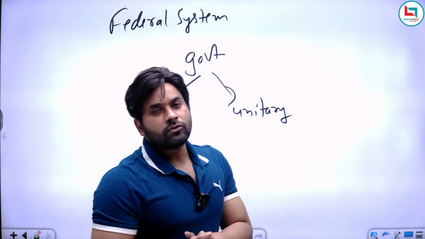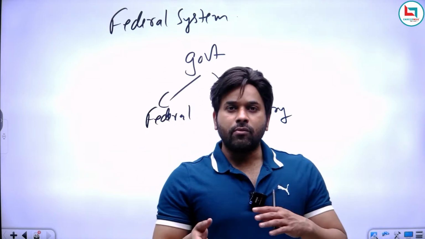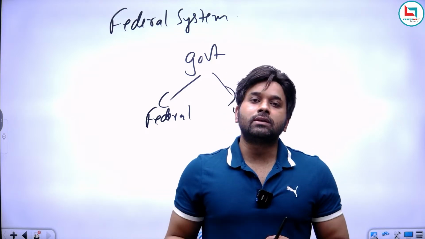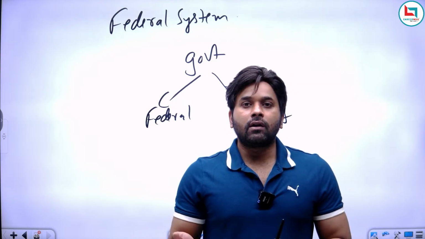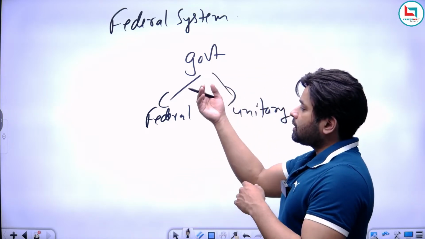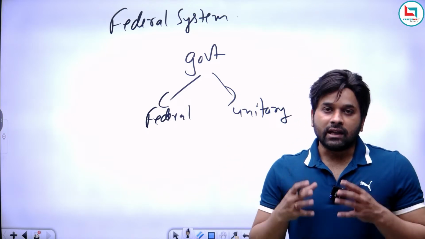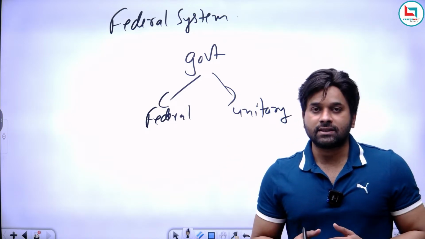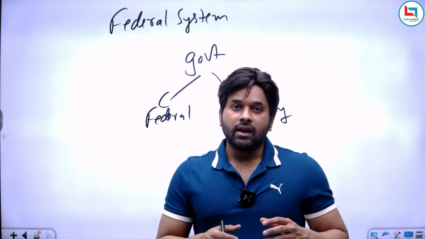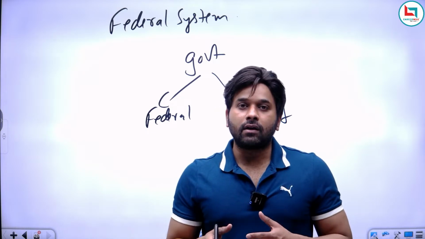Now, many times students are confused. They say, sir, recently you said that the government is of 2 types, parliamentary or presidential. And now again you are saying government is of 2 types, federal or unitary. Now, what is the difference? Remember, whether a government is federal or unitary, it all depends upon the relation between the center and states. What is the relation between the center and states in a country? That determines whether the system will be federal or unitary.